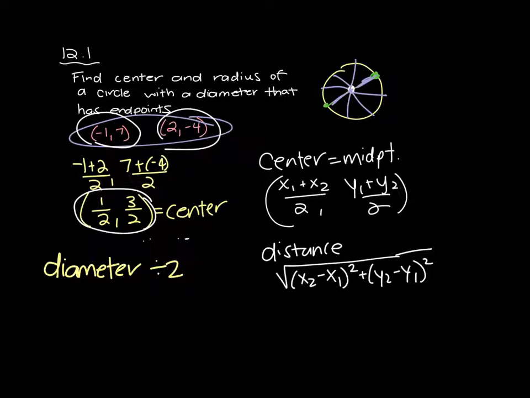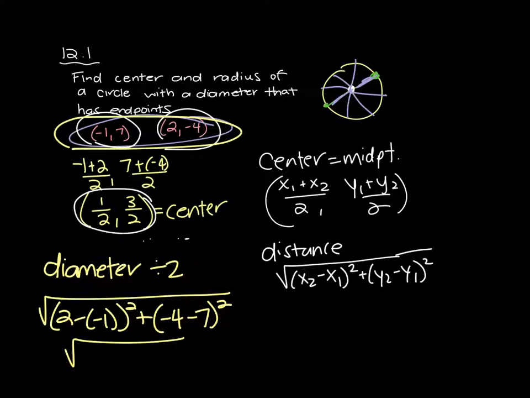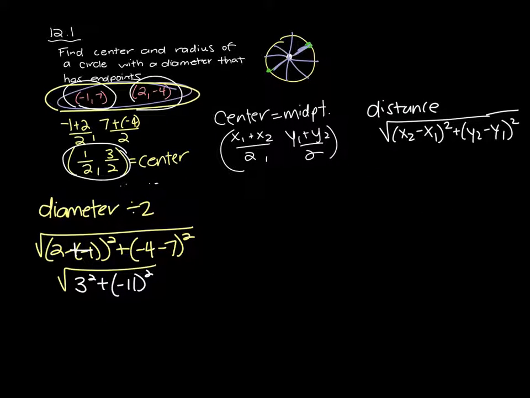And then I'm going to divide it by 2. So I'm going to use these points underneath. x2 is 2 minus a negative 1 squared plus y2 is negative 4 minus 7 squared. 2 minus a negative 1 becomes 2 plus 1, which is 3. Negative 4 minus 7 is negative 11. This is 9 plus 121, which is the square root of 130.